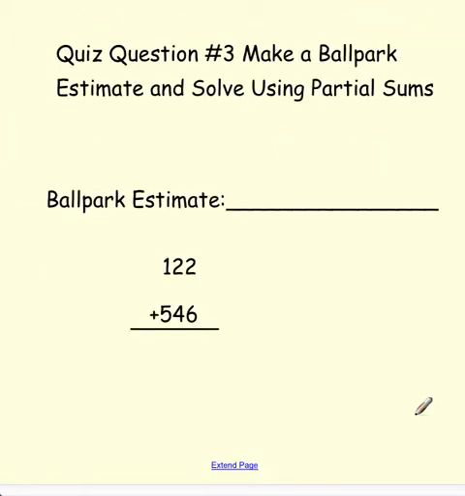Quiz question number 3, you're going to make a ballpark estimate first. You can estimate these numbers either to the closest 10 or to the closest 100, whichever is easier for you. Make your ballpark estimate first. Then you're going to actually solve it, and you need to use partial sums. So again, adding hundreds, adding tens, adding ones, and then finally totaling it all up at the end.